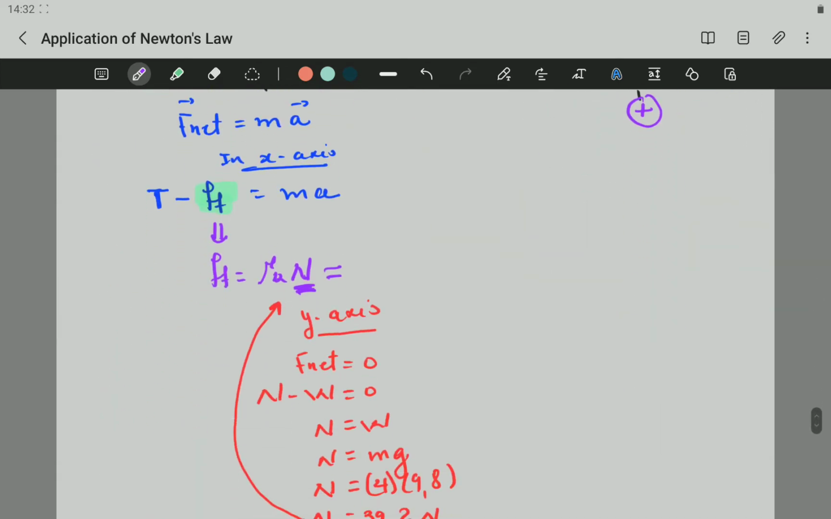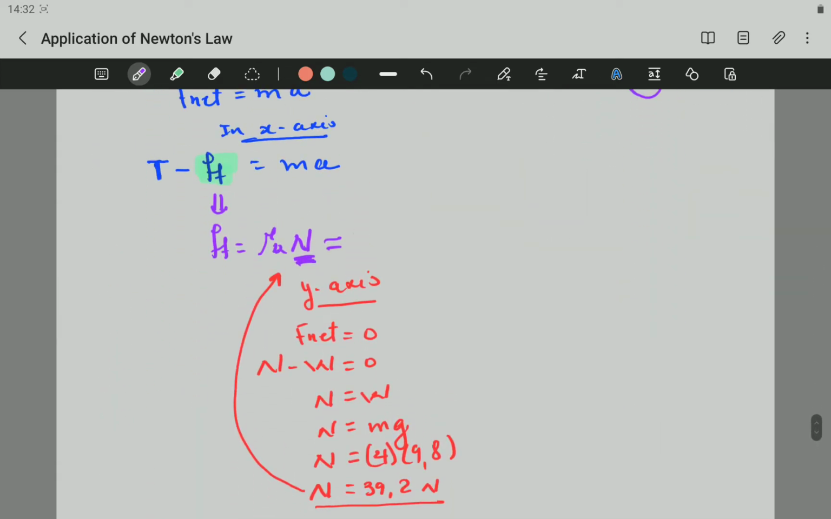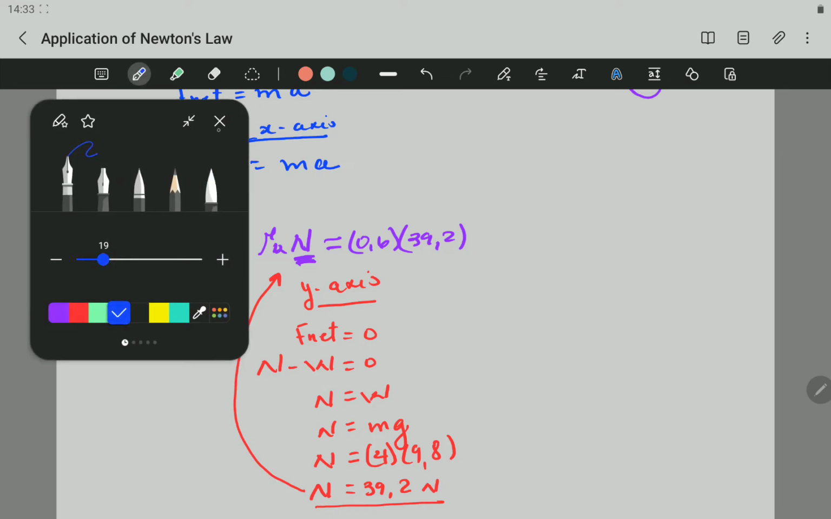So we have here 0.6 multiplied by normal, which is 39.2. All right, 0.6 multiplied by 39.2. So the answer is 23.52. So the frictional force is equal to 23.52 Newton. Now this frictional force is going to go there. All right, so we are calculating everything separated.